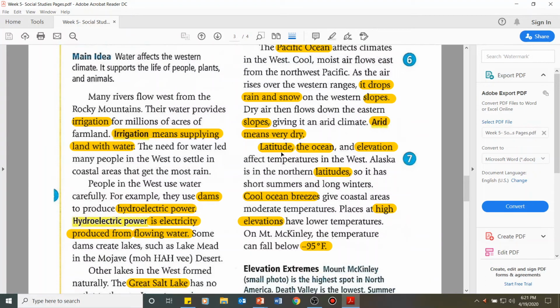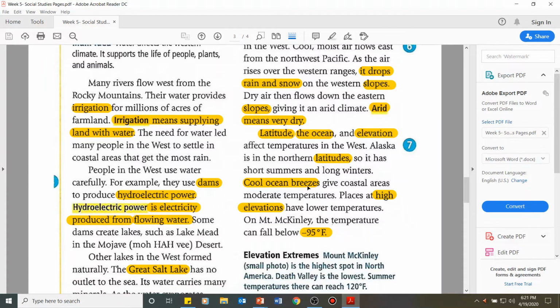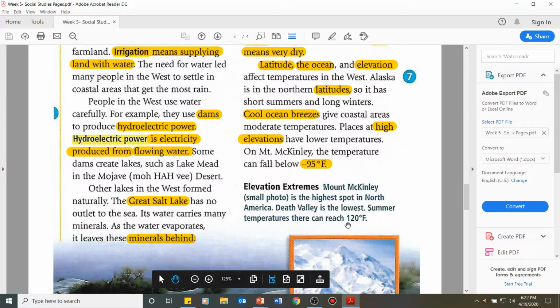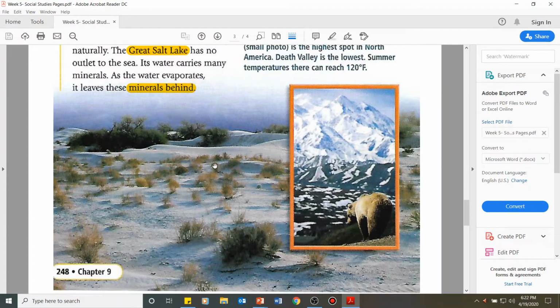There are 3 factors here affecting the climate of the West. First, latitude, the ocean, and elevation affect temperatures in the West. Alaska is in the northern latitudes, so it has short summers and long winters. Cold ocean breezes give coastal areas moderate temperatures. Places at high elevations have lower temperatures. On Mount McKinley, the temperature can fall below negative 95 degrees Fahrenheit, and that is too cold. As you can see in this picture below.